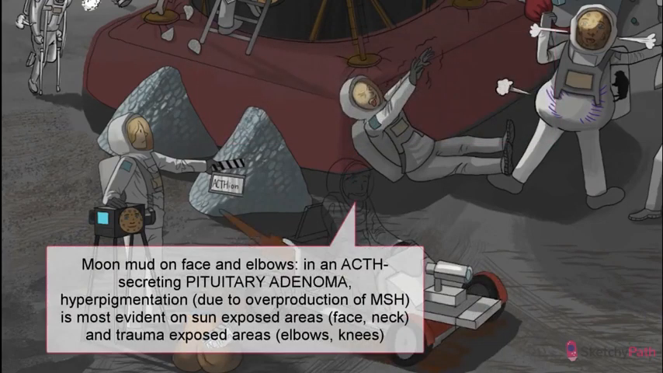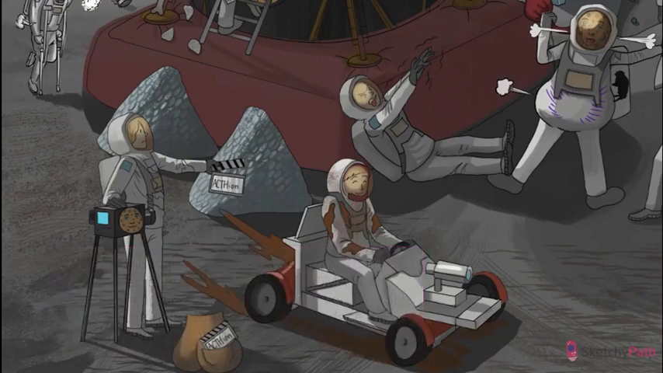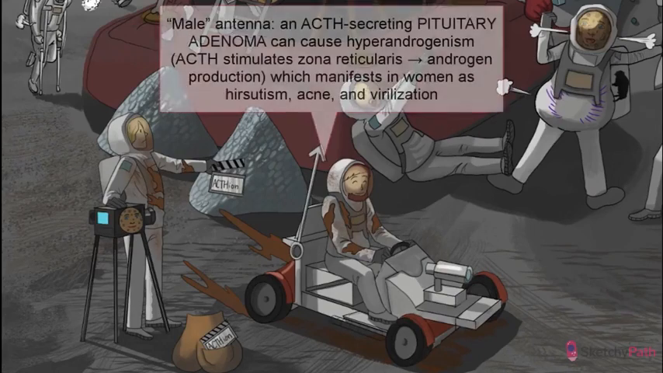The resulting hyperpigmentation classically shows up on sun-exposed areas, such as the face and neck, or trauma-exposed areas, including the elbows and knees. In this scene, it's depicted by the pigmented moon mud splashing all over the film crew. Hyperpigmentation is a big clue that you're dealing with an ACTH-dependent Cushing syndrome. Remember, patients with exogenous Cushing's due to steroid administration will have decreased levels of ACTH, and therefore will not show signs of hyperpigmentation.